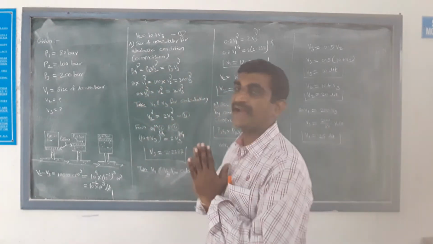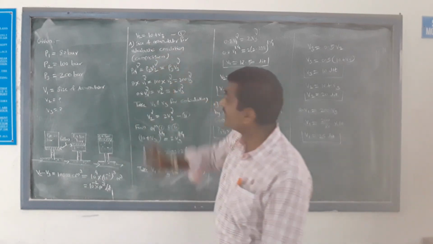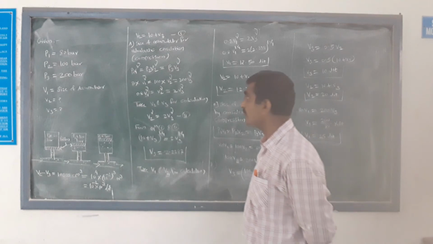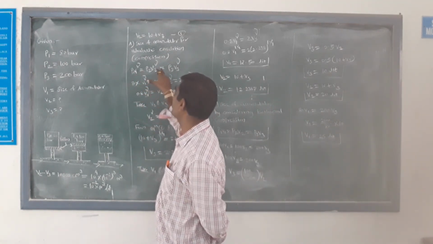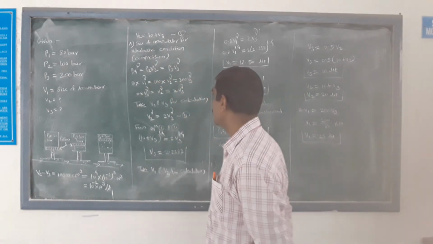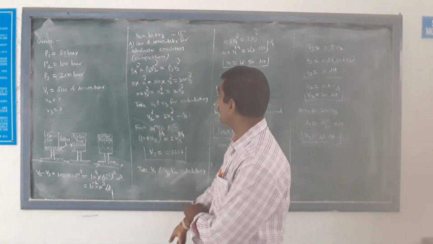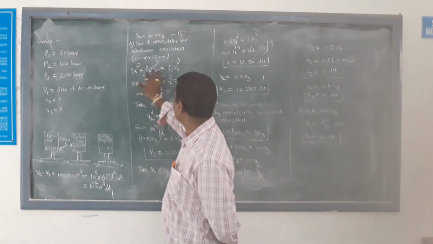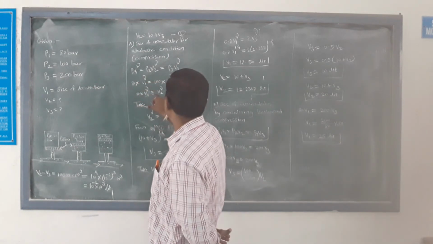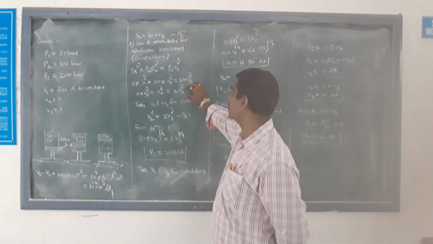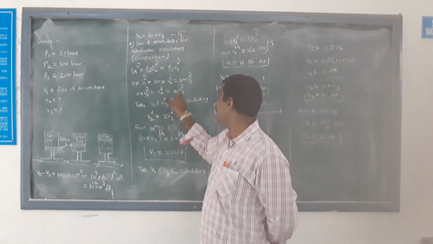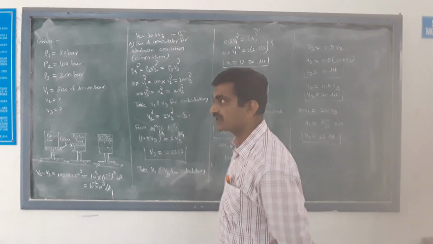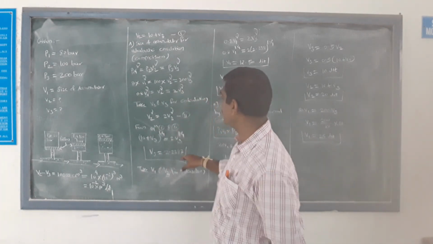Now we have to find the size of the accumulator for adiabatic conditions. Adiabatic condition means our equation PV raised to gamma is constant. So P1 V1 raised to gamma equal to P2 V2 raised to gamma equal to P3 V3 raised to gamma. So 80 into V1 raised to gamma equal to 100 into V2 raised to gamma equal to 200 V3 raised to gamma. These are values of P1, P2, P3 from our given data. For calculation we take V2 and V3: V2 raised to gamma equal to 2 V3 raised to gamma. This is equation number 2. From equation number 1 and 2, equate V2.